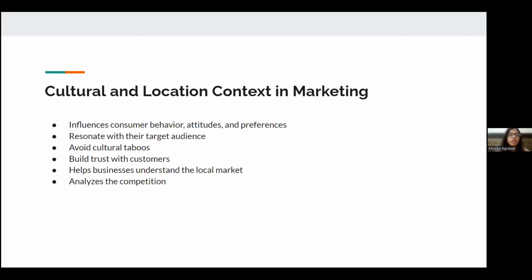So it is also important to note that cultural and location context also create a huge impact in marketing strategies. Firstly, cultural context is important in building marketing strategy because it influences consumer behavior, attitude, and preferences. Likewise, understanding cultural context can help businesses tailor their marketing messages to resonate with their target audience, avoid cultural taboos, and build trust with customers. For instance, Nepalese customers may prioritize reliability and affordability in their internet services, and they may be more likely to choose a provider that aligns with their cultural values.